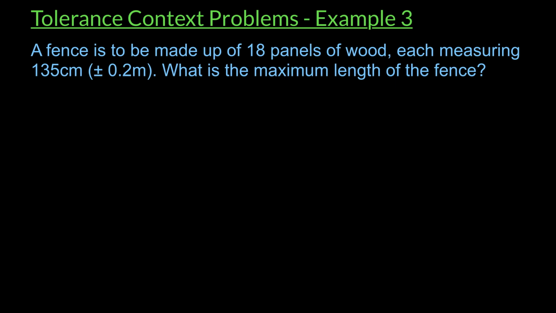So what you should notice straight away here is that we have 135 centimetres but plus or minus 0.2 metres. So we have to convert both of these into the same form, otherwise we're not going to be able to find a maximum and minimum value. What I would do here is I would convert the 135 centimetres into 1.35 metres. It doesn't really matter what way you do this, to be honest. You're going to end up with the same answer at the end, regardless of whether you convert them both into metres or centimetres. I just think this way is easier because we're going to be multiplying it to make it a bigger number.